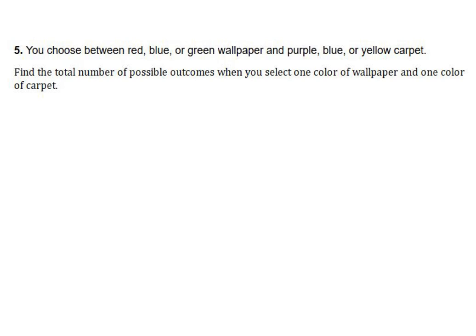For number 5, you choose between red, blue, or green wallpaper and purple, blue, or yellow carpet. Find the total number of possible outcomes when you select one color of wallpaper and one color of carpet. So the easiest way to go about this is to do our tree diagram. We could choose red, blue, or green wallpaper. If we choose red wallpaper, we could still choose purple, blue, or yellow carpet.